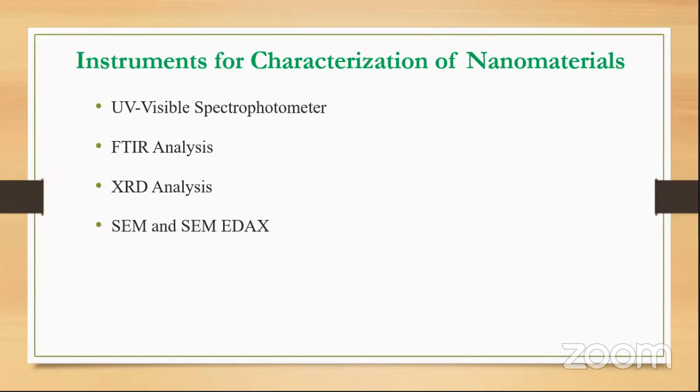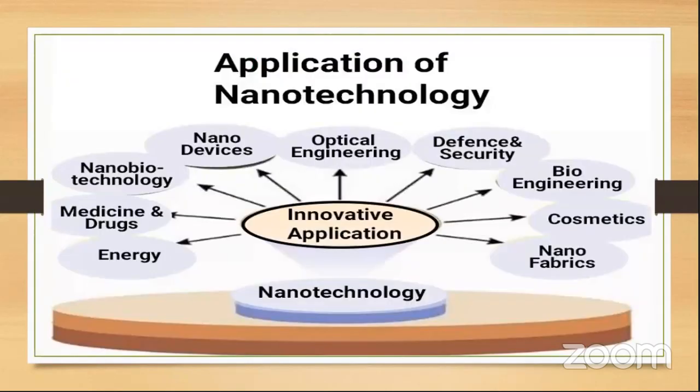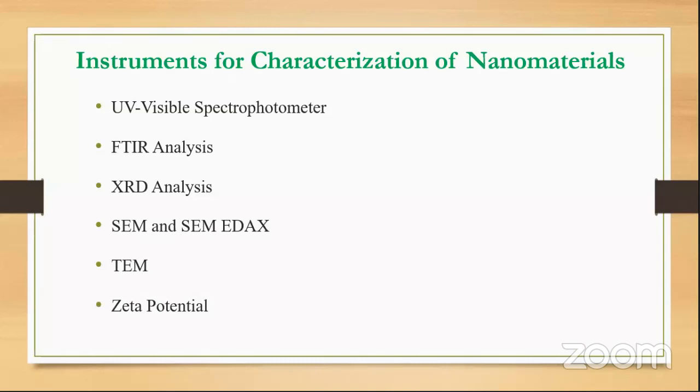Now see here, what are the characterization techniques needed for the nanomaterial? After synthesis of nanomaterials, we are going to characterize. So what type of instrumental analysis is needed for characterization of nanomaterials? First one is ultraviolet visible spectrophotometer, FTIR (Fourier transform infrared spectroscopic analysis), powder X-ray diffraction analysis, scanning electron microscopic analysis, transmission electron microscopic analysis, and zeta potential. These instruments are required for the characterization of the nanomaterials.